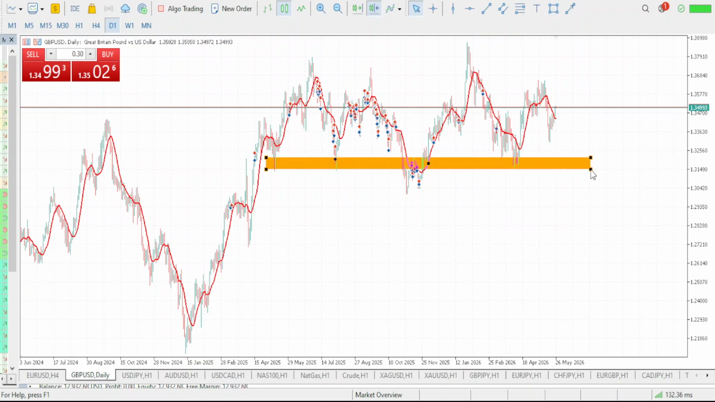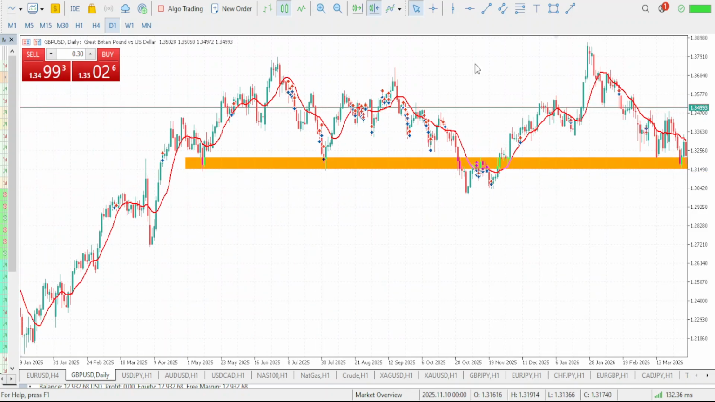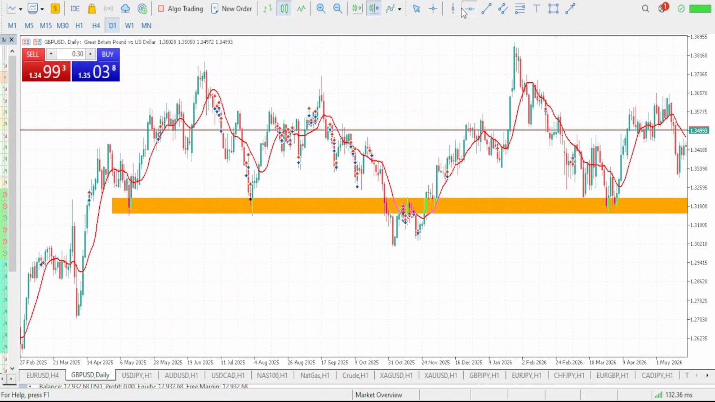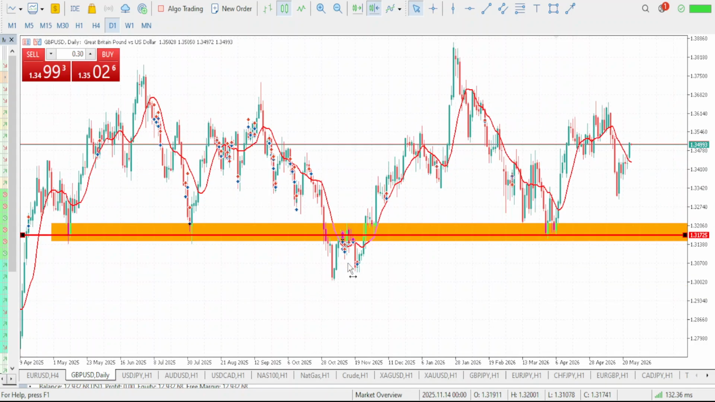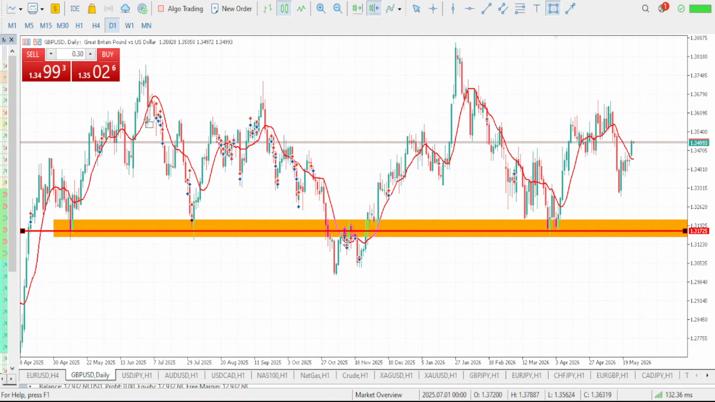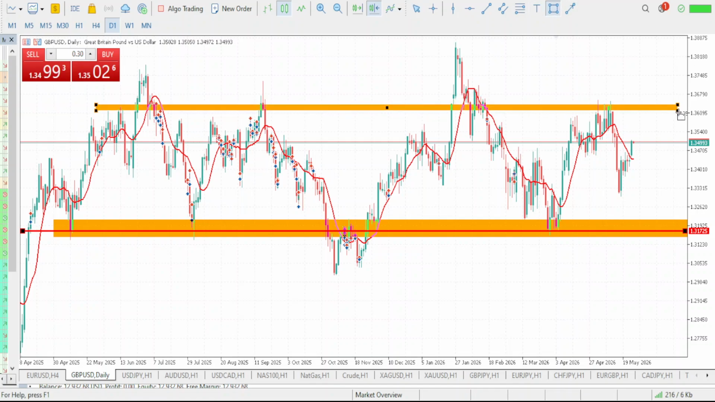Now you can see that we've highlighted some key levels right here on our daily time frame. This will help us. We've highlighted some key levels on our daily time frame, right? Then this is also another key level, which is our resistance zone, right?